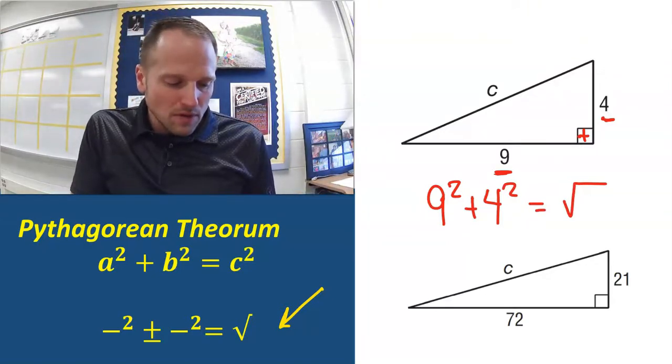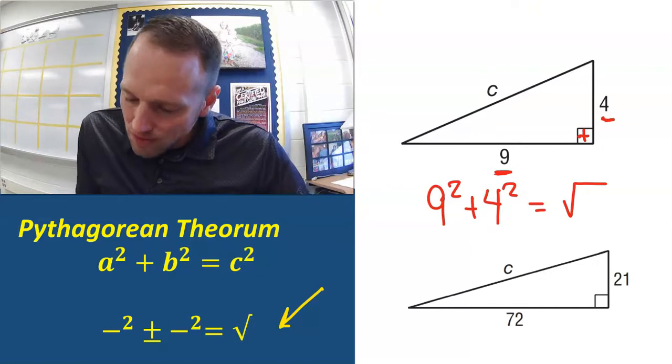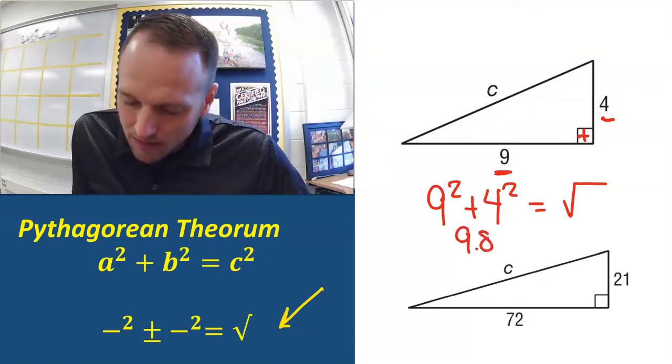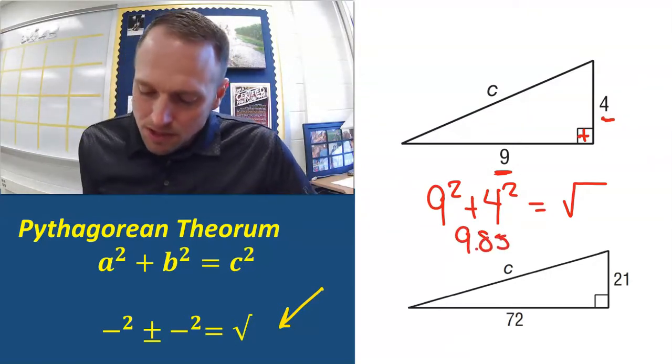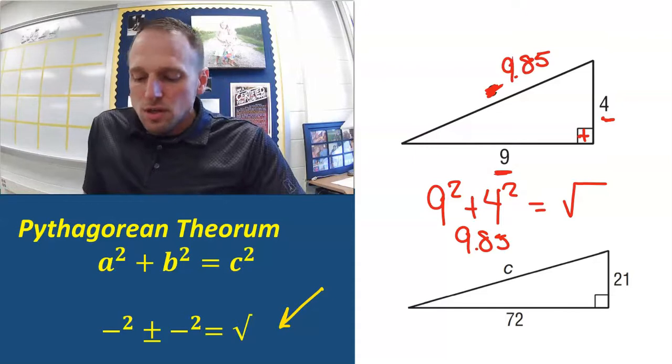9 squared plus 4 squared equals square rooted. And that's going to be 9.85. That means that this side right here, this side C, is actually 9.85. Let's look at the bottom one.